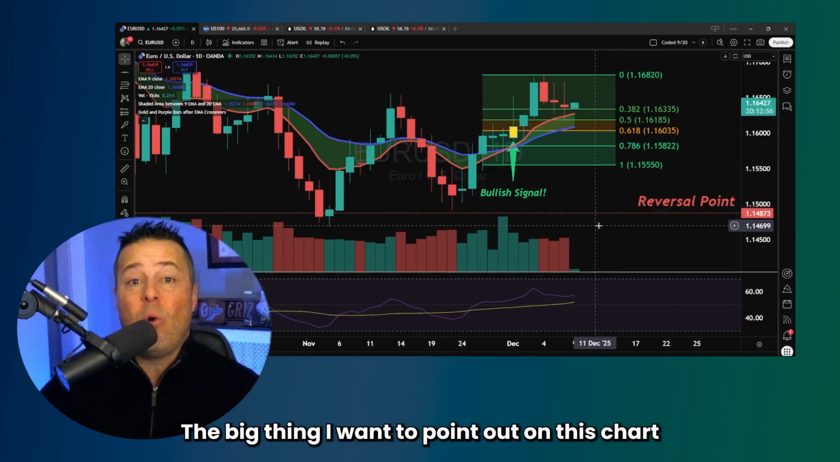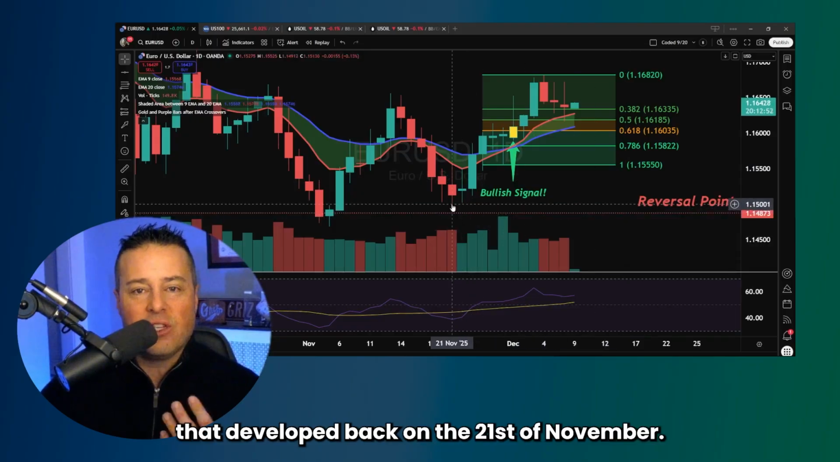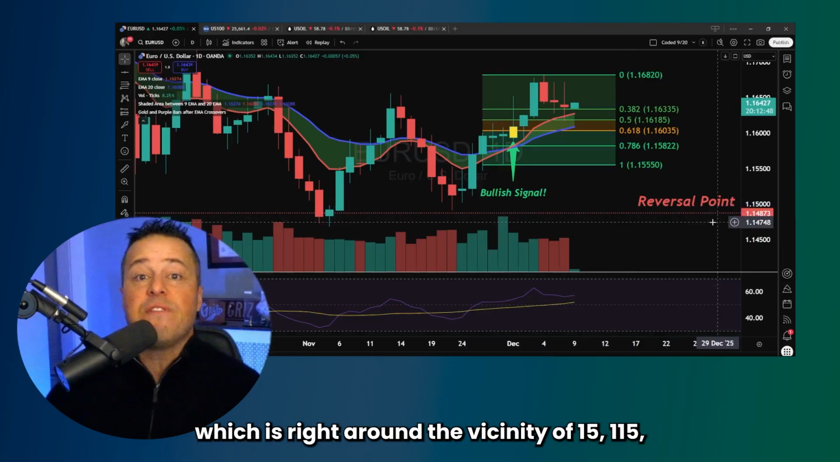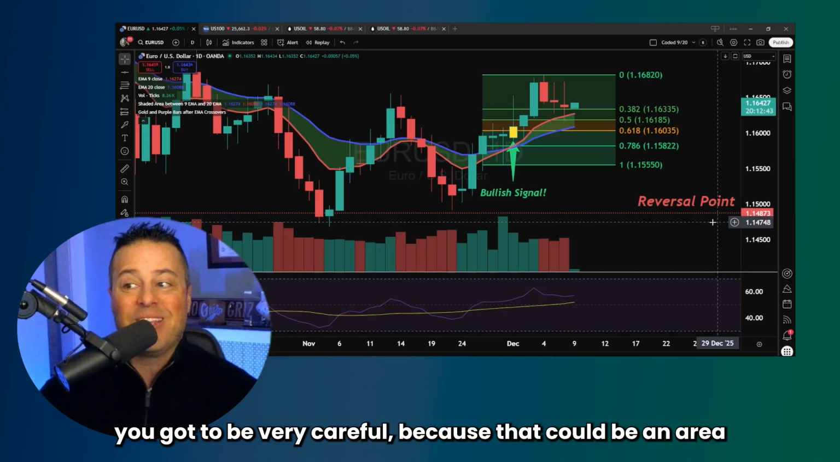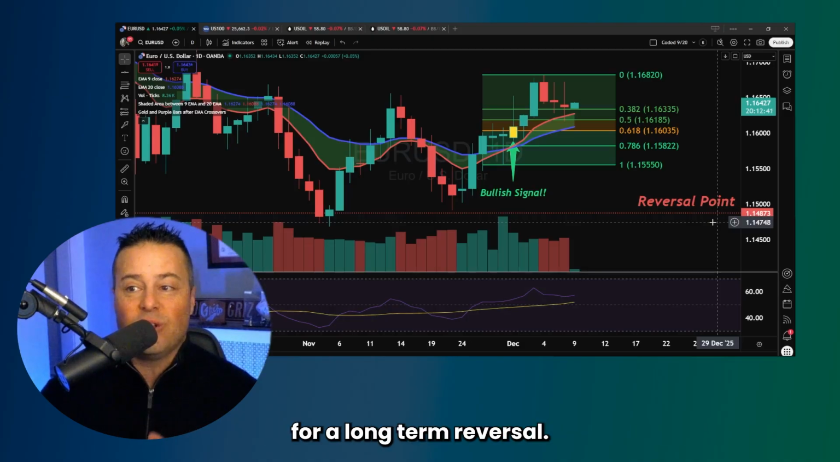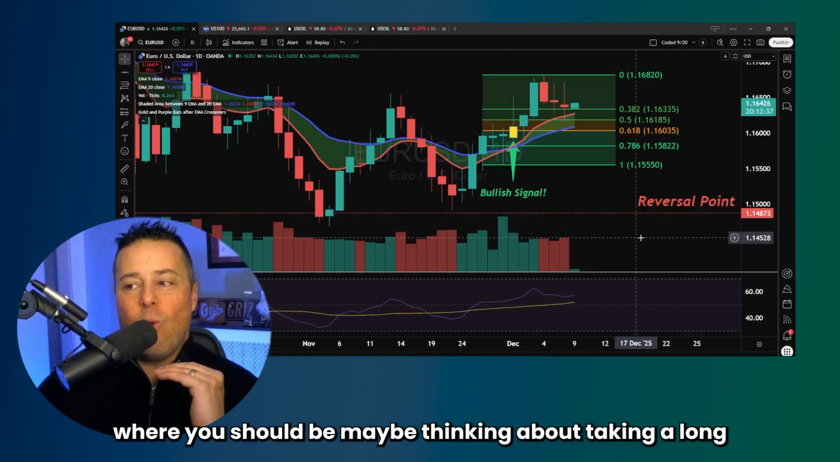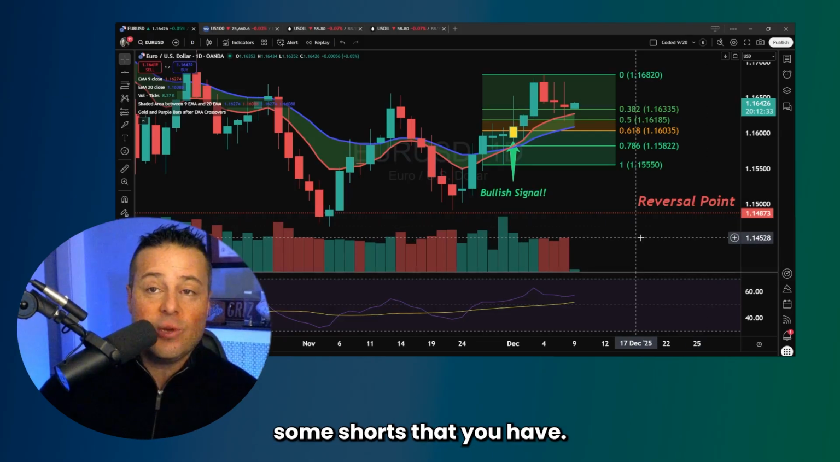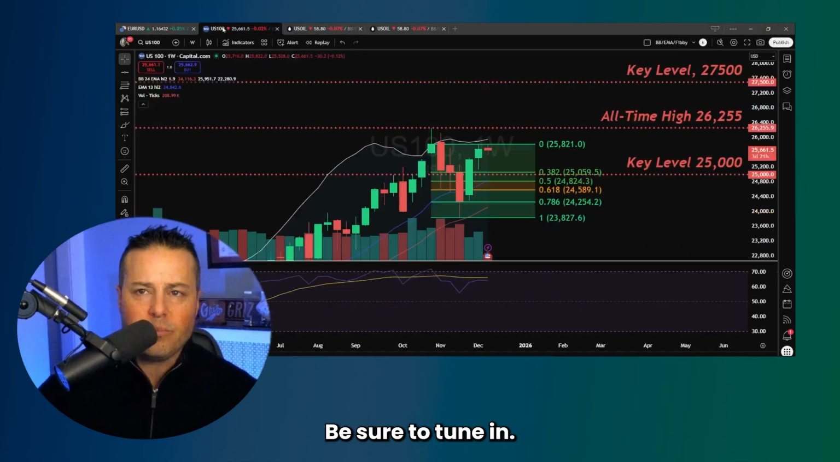The big thing I want to point out on this chart is the reversal point, right beneath this swing low that developed back on the 21st of November. If you do take that zone out, which is right around the vicinity of 1.15, you've got to be very careful because that could be an area for a long-term reversal. If that's the case, we'll go to a monthly chart. We'll show you those support zones where you should be maybe thinking about taking a long or at least maybe exiting some shorts that you have, and we're going to do that on our live streams throughout the week. Be sure to tune in.